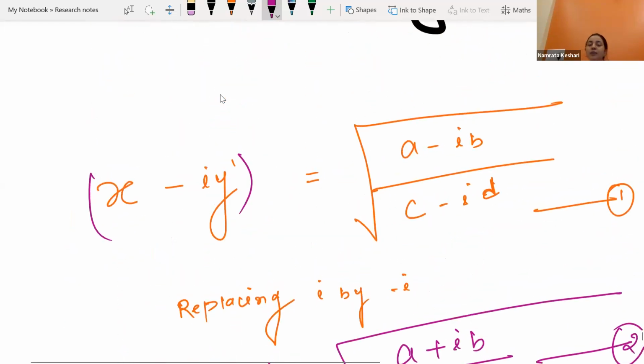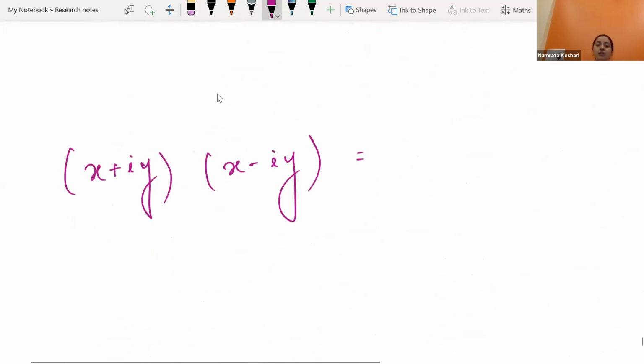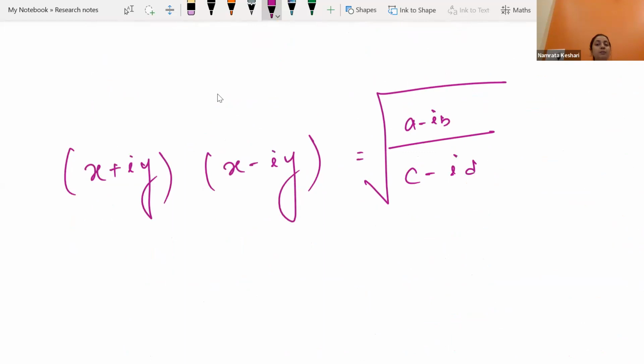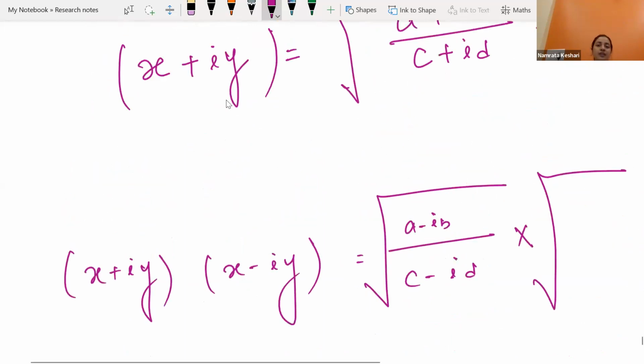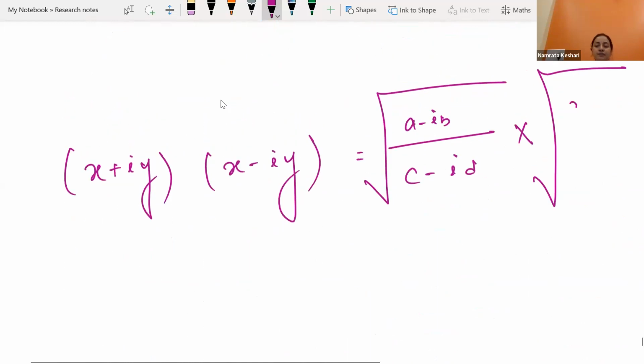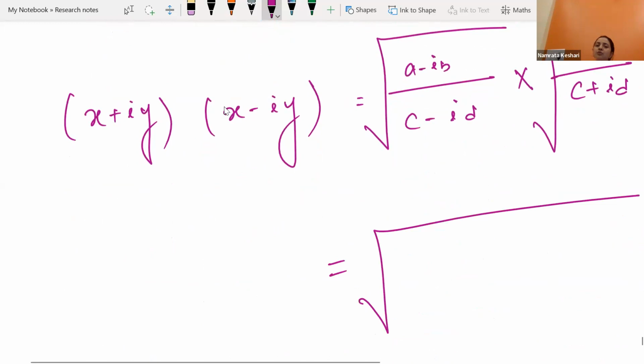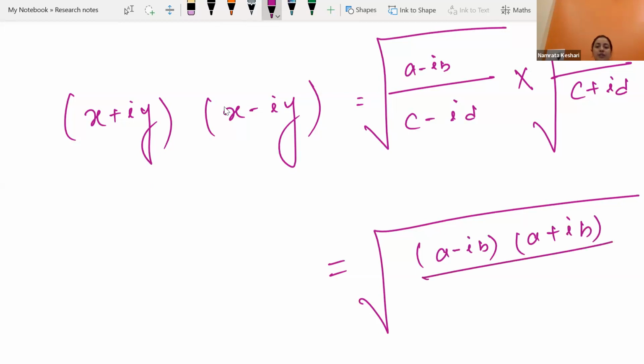So a minus ib by c minus id was there. Root of a minus ib over c minus id multiplied with another root of a plus ib over c plus id. Now we will take everything inside one root sign, which is a minus ib, a plus ib, and we'll be able to do the multiplication. Like the identity, a minus b, a plus b type of structure we are getting. And c minus id, c plus id.